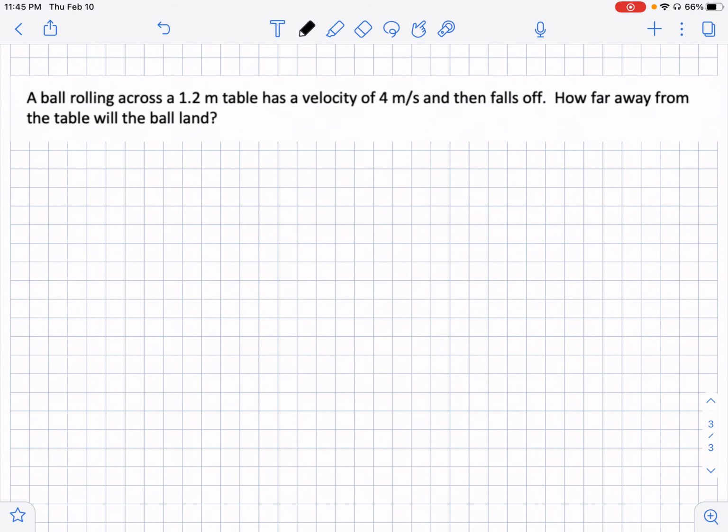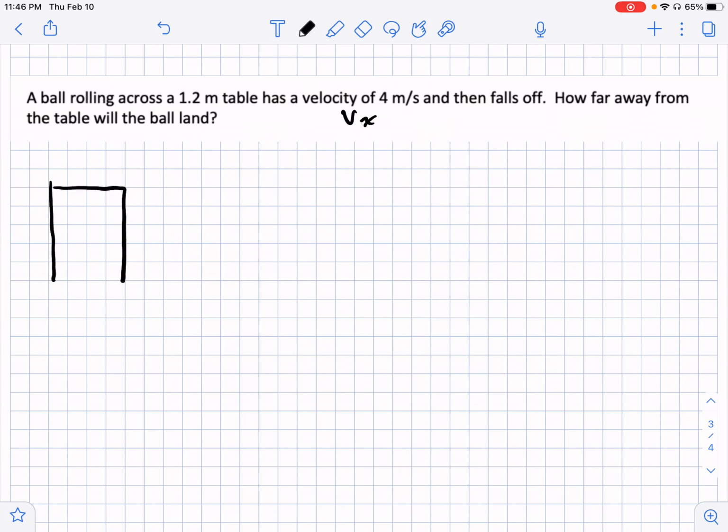So this one says we have a ball that's rolling across a 1.2 meter table. It has a velocity of 4 meters per second. So this would be your horizontal velocity. And then it falls off. And we're asked to find how far away from the table the ball is going to land.